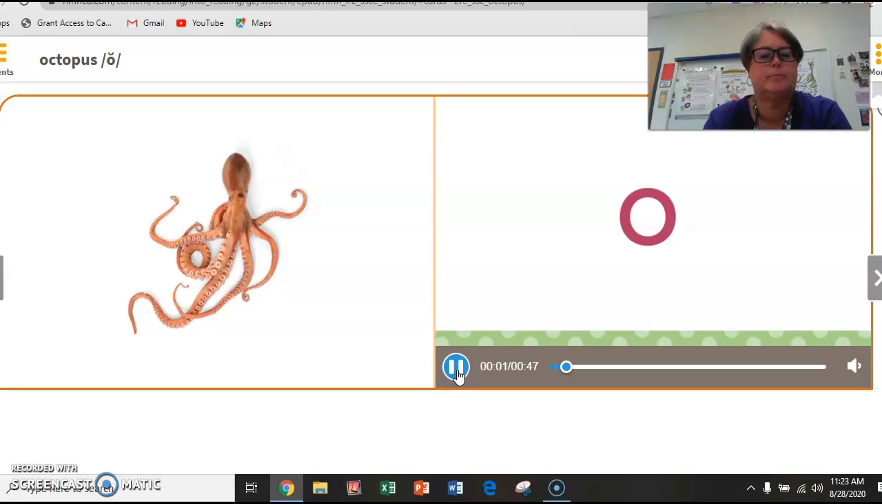Octopus. Octopus starts with the short O sound. Listen. Octopus. The letter O can stand for the short O sound. Together, let's say the sound, and then name the letter that stands for it. O.